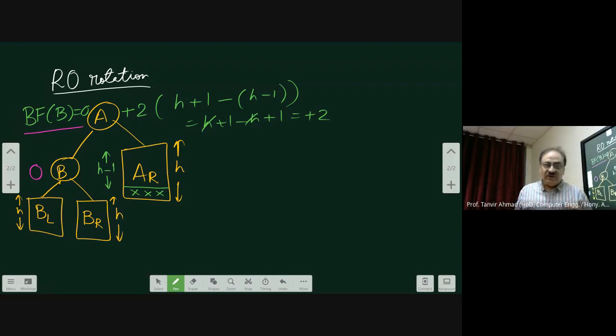You try to understand the concept. Why is it called R0? Because the balance factor of B is 0. But B is not in the right, but in the left. Correct? I am deleting in the right, and that stands for R. Why is it called R? Because you are deleting in the right subtree. Why is it called 0? Because the balance factor of the node in the left of A is 0. And therefore, I will apply an R0 rotation.